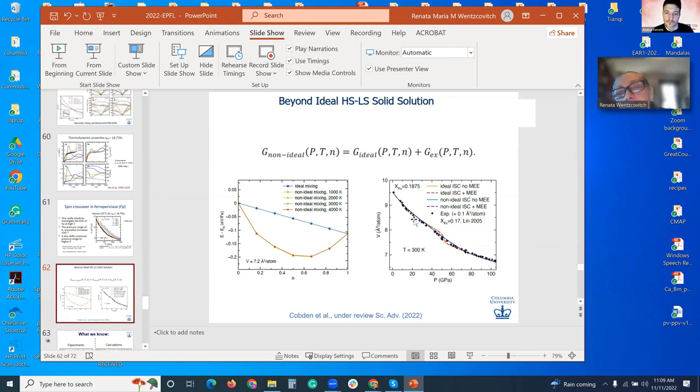But look at the agreement on the magnitude of the volume. It's very good agreement, with or without. Of course, with non-ideal solid solution it is much better, okay? But for the pure high spin and the pure low spin state, the agreement is quite good.